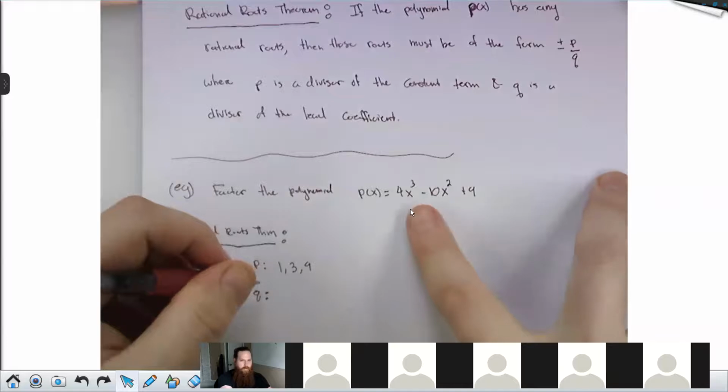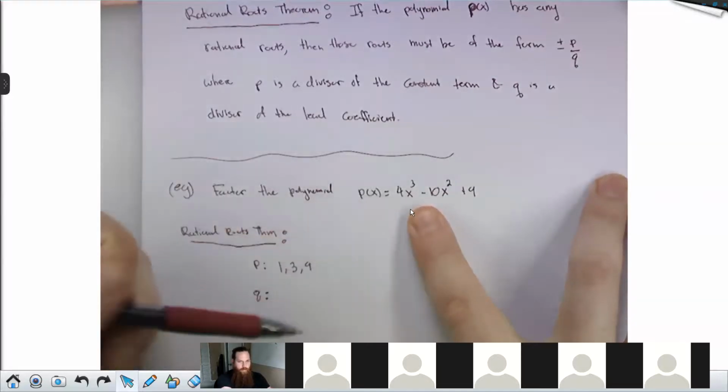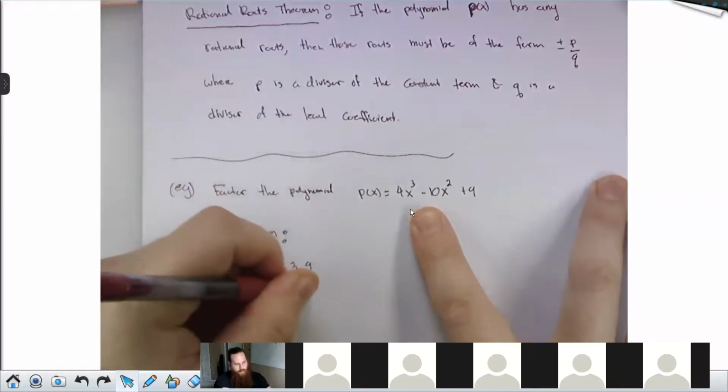Similarly, I write down a list of divisors of the lead coefficient. Here the lead coefficient is 4. What kind of numbers divide 4? Well, just 1, 2, and 4.